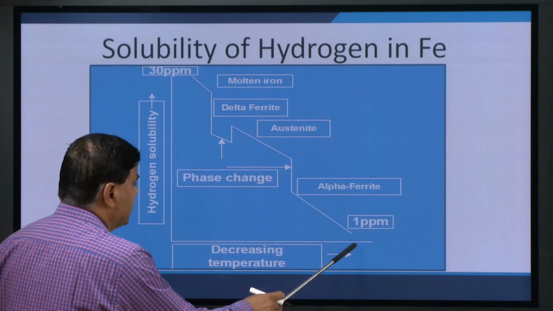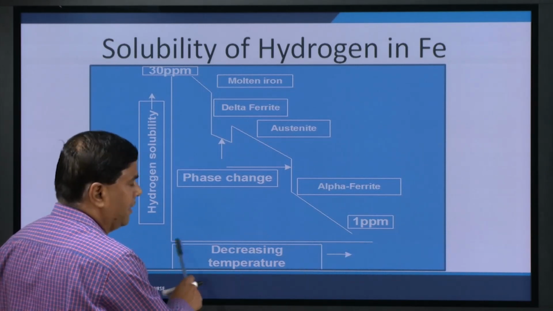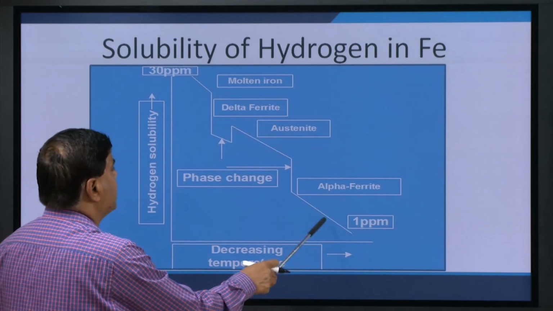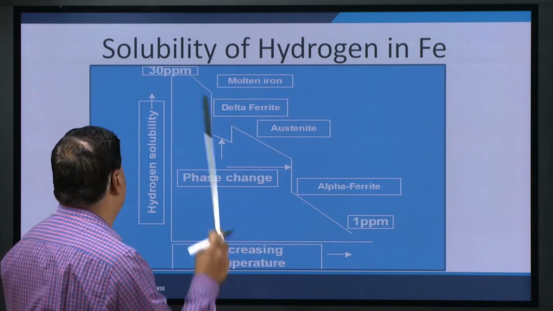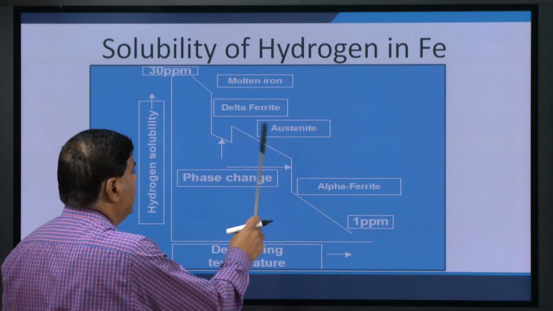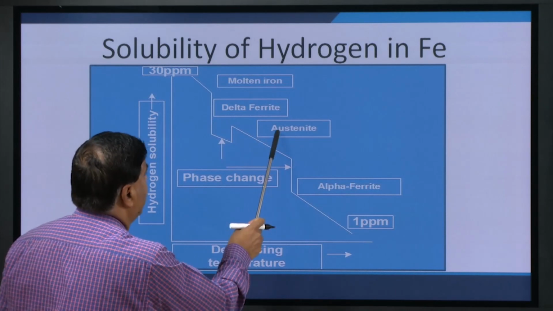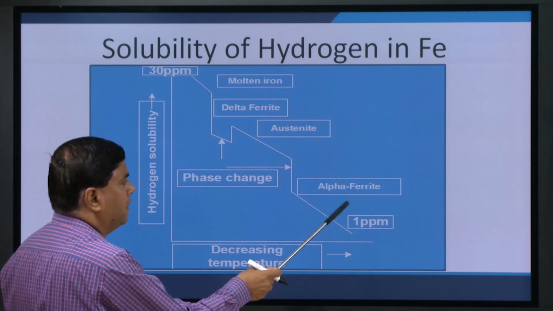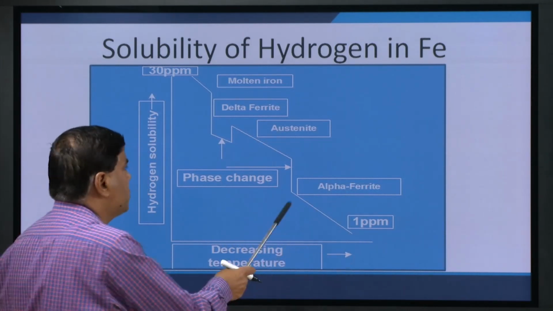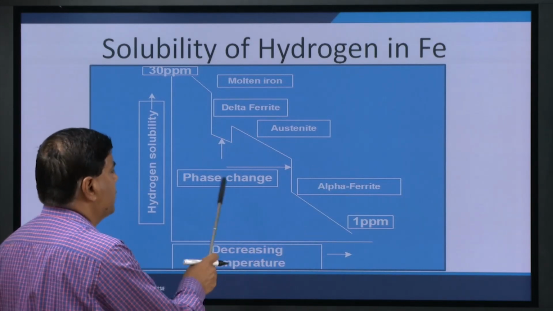We know that this is the direction for decreasing temperature, and as we increase the temperature, there is increasing solubility of the hydrogen in the iron. So there is a sudden increase in the solubility of hydrogen in the iron, even in the solid state, as soon as the transformation from the ferrite and iron carbide to the austenite takes place.